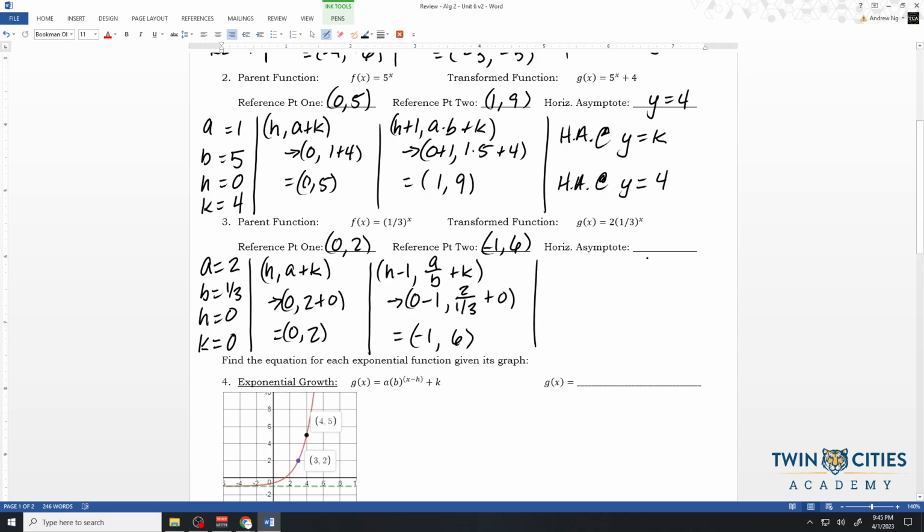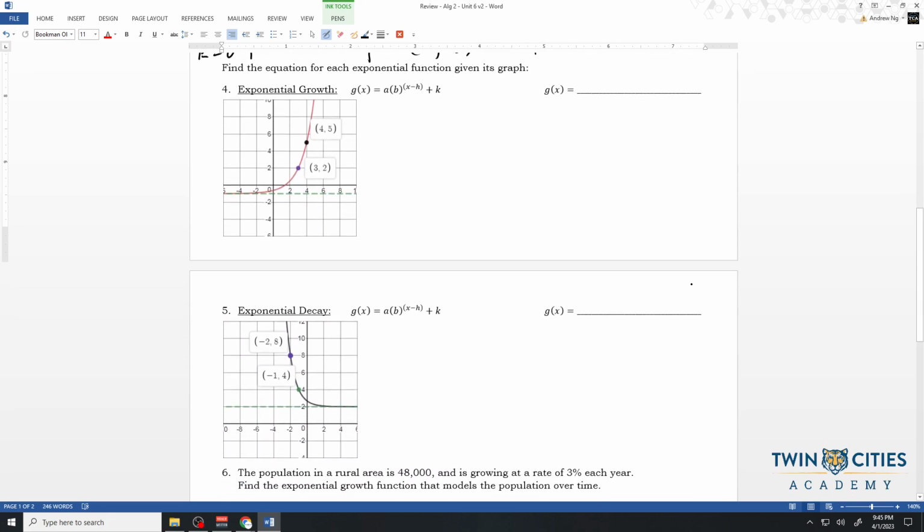And the horizontal asymptote will be the same still. We'll have a horizontal asymptote at y equals k. So the horizontal asymptote here is y equals 0. All right, let's move on to the graphing problems.